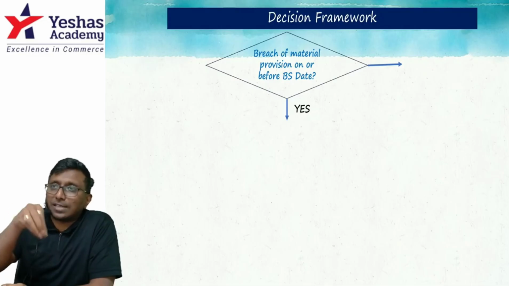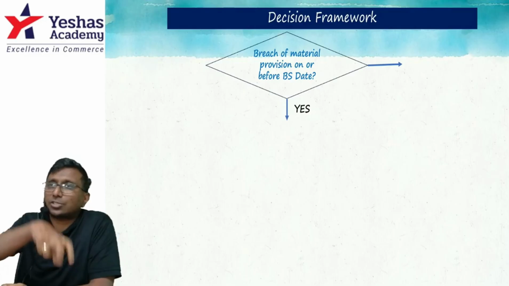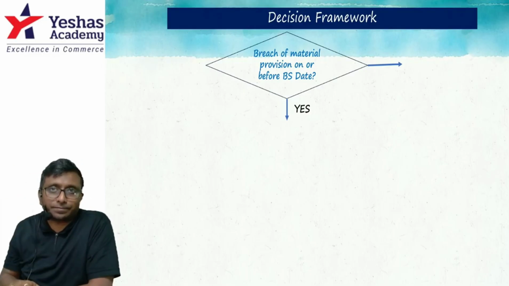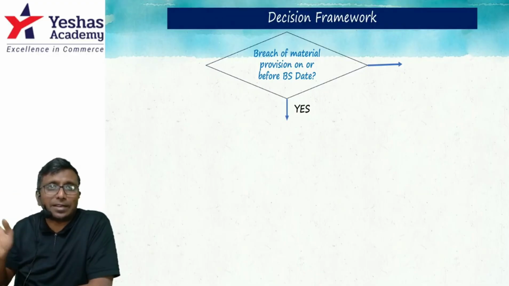The breach of the provision has happened not as on 31st March, but after 31st March. Will it be current or non-current as on 31st March 25?